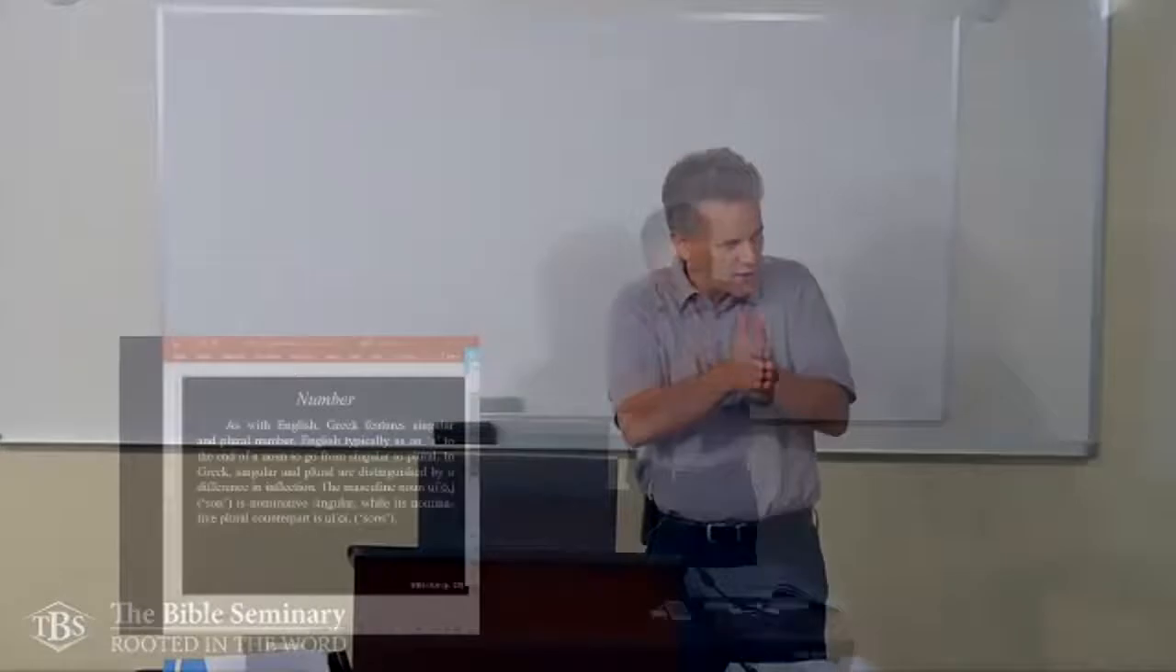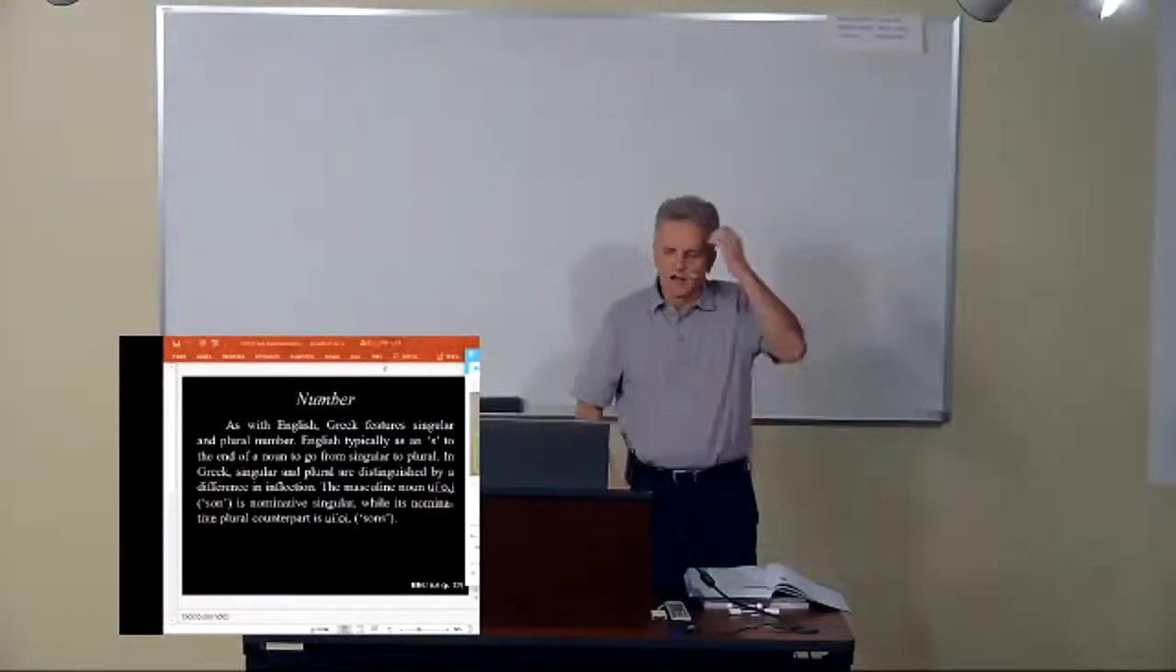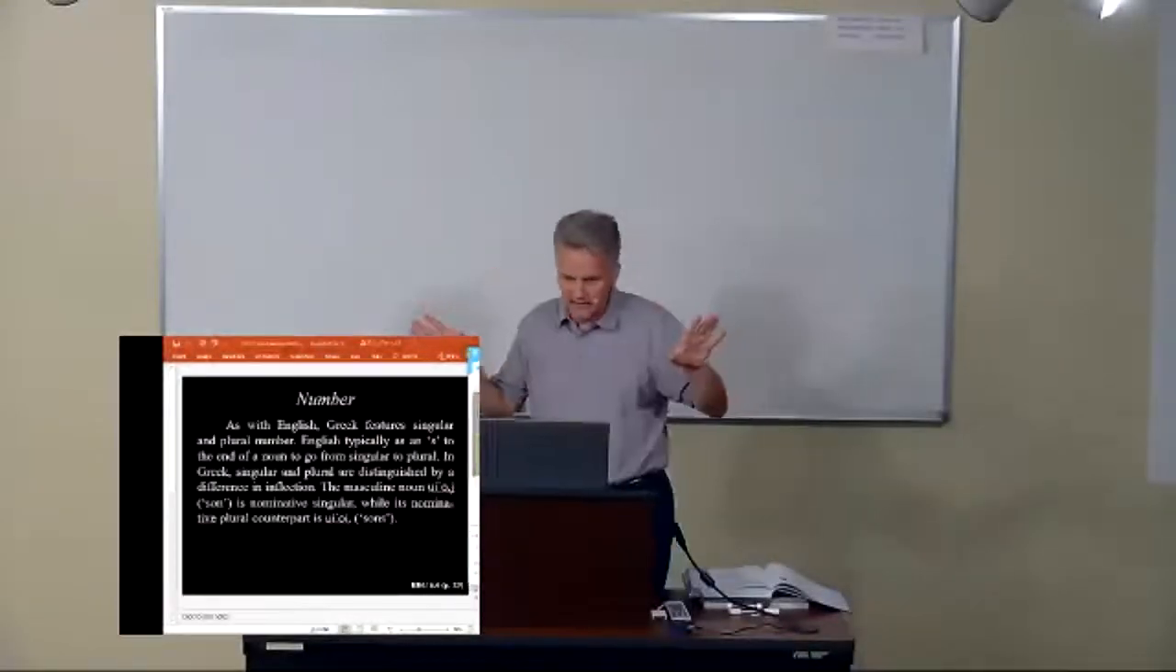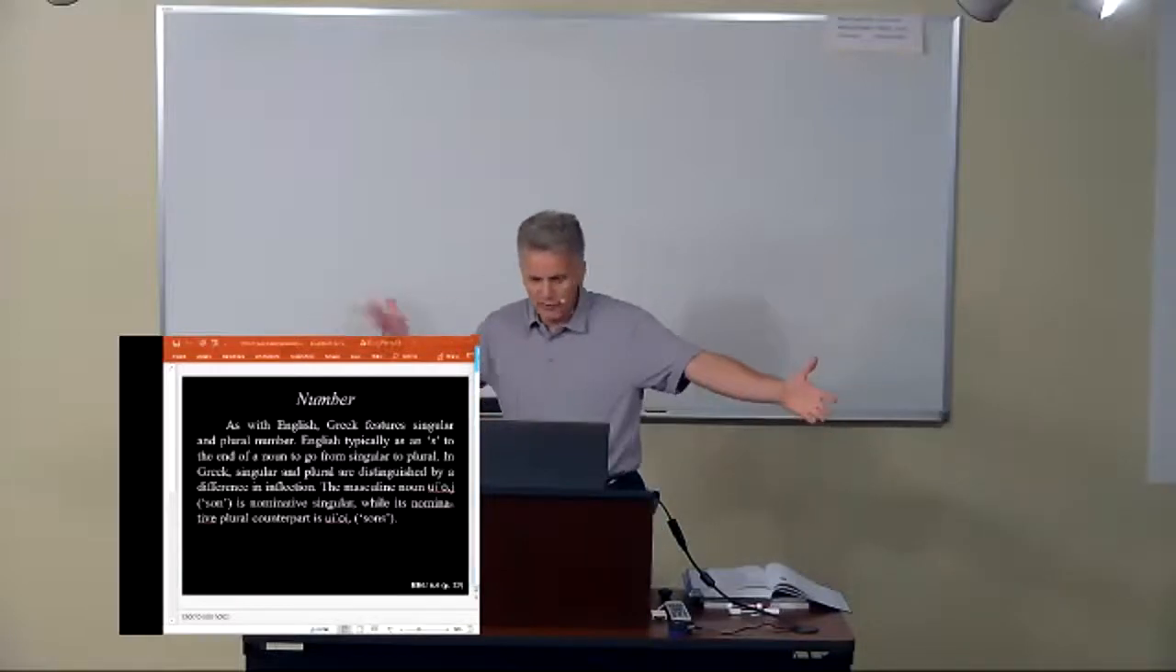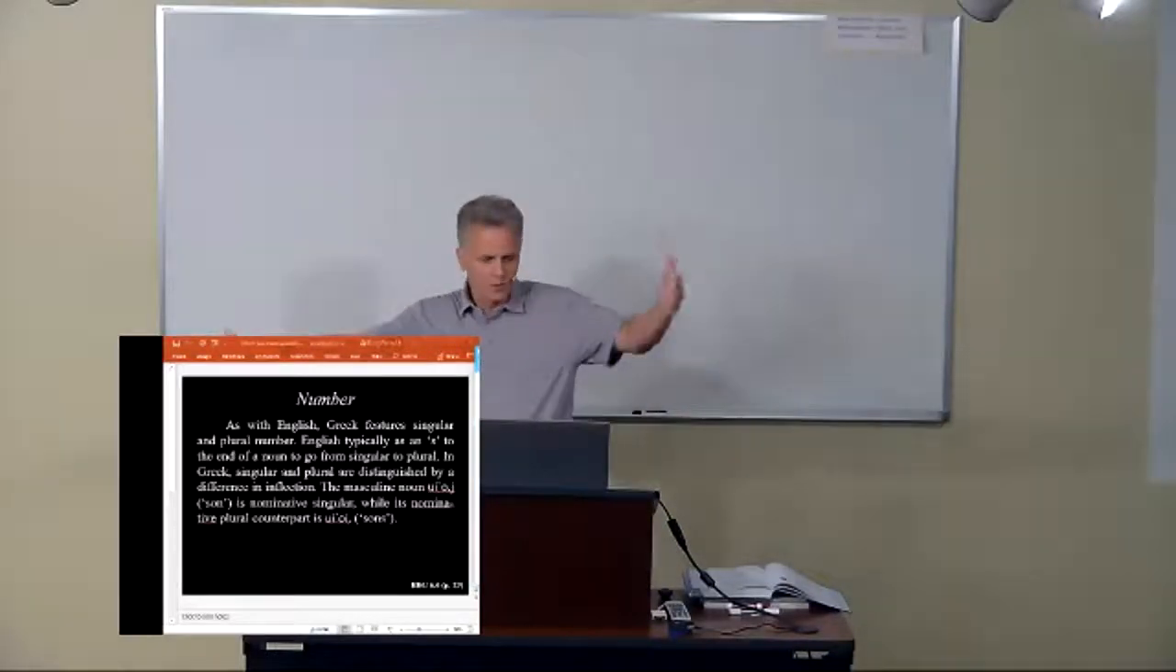Number. As with English, Greek features singular and plural number. For those of you who were in Hebrew, you remember that Hebrew has what other number? Dual, for pairs. Two hands, two eyes, two ears, two legs. Anything that comes in dual is put into this paired number. But Greek doesn't have that, like English. It's just singular or plural. So two and above is plural, one is singular.